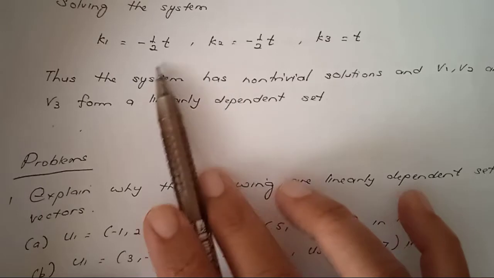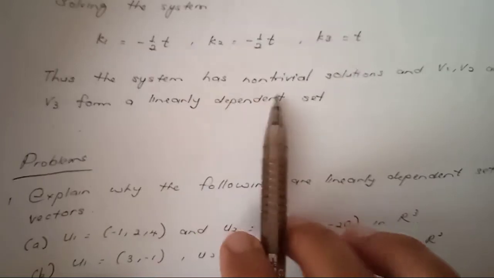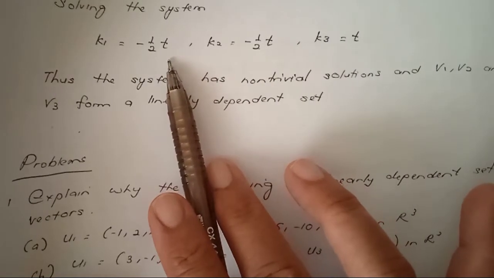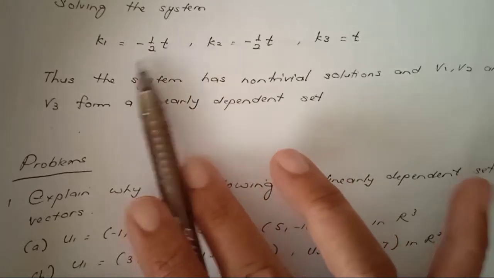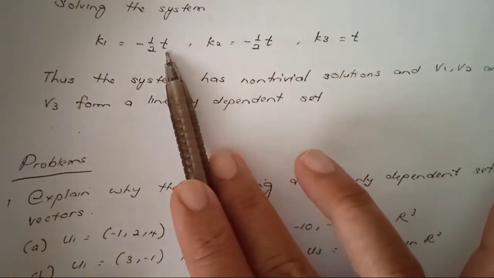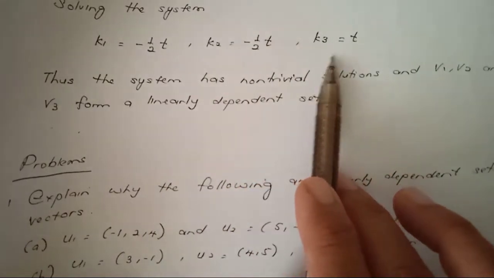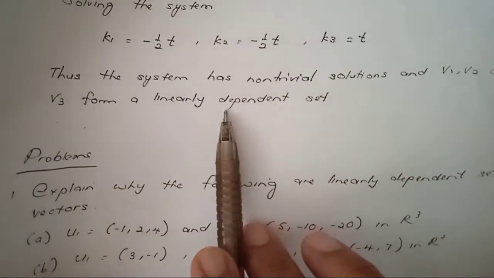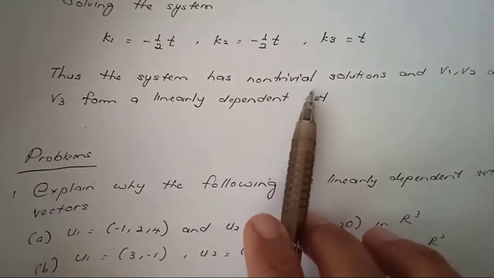Since we have these solutions, the system has a non-trivial solution. Non-trivial solution means that we can set any real number, so it means that k1, k2, k3 may not be 0. Since we can set t as 1, k1 becomes negative half, k2 becomes negative half and k3 is 1. So therefore v1, v2 and v3 are a linearly dependent set, since we have a non-trivial solution.